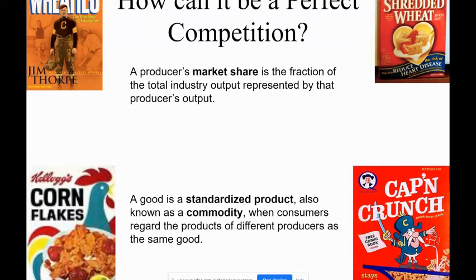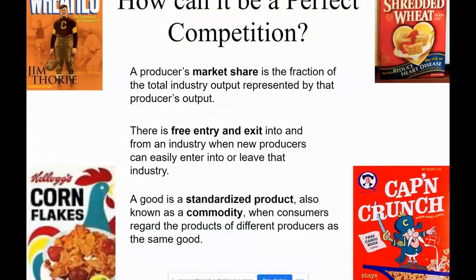The other thing we have to think about is that the reason why we have no market power is that we are considered a standardized product. No one sees the difference. I'm going to come back to that one in a second. The last characteristic of perfect competition is that we have free entry and exit, that companies in perfect competition can come and go whenever they want.